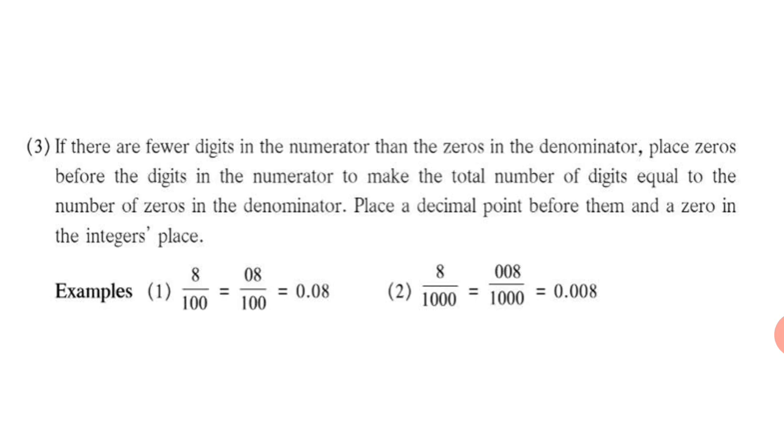So what you have learned here: if there are fewer digits in the numerator than the zeros in the denominator, place zeros before the digits in the numerator to make the total number of digits equal to the number of zeros in the denominator. Place a decimal point before them and a 0 in the integer's place. So before the decimal point, we place an integer 0. This way 0 can fill up the required places.